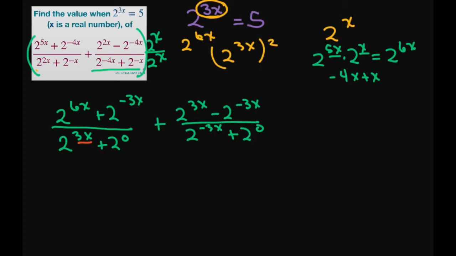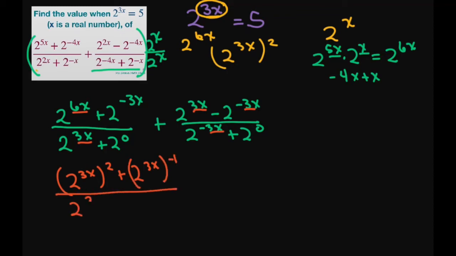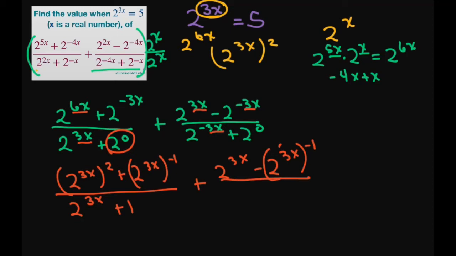All right, now let's try to make as many 3x's as possible. We got a bunch of 3x's. The only one we don't is this one. So I can write this as 2 to the power of 3x squared plus 2 to the power of 3x to the power of negative 1. Then we still have 2 to the power of 3x, and let's just call this 1, so let's put our 1 in. Then just copy this one down, minus 2 to the power of 3x, and put a negative 1 here. The same thing for the denominator: 2 to the power of 3x, and then negative 1. And then we have this 2 to the power of 0, which is plus 1.